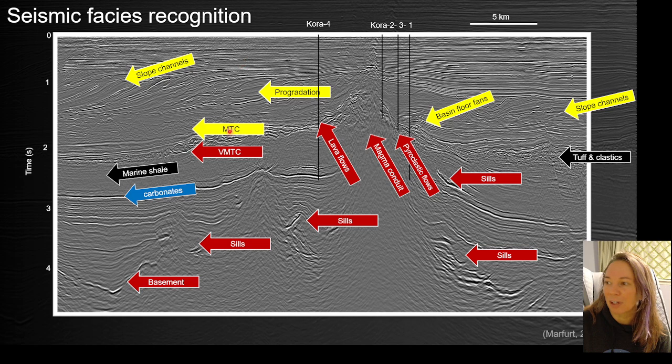Well, most of them are. We've got volcanic mass transport complexes. We've got some evidence perhaps of lava flows, and we know that because we've tied it to the well in the area. Here's the magma conduit up in this area. We've got pyroclastic flows, again, something we've tied to the well. So we've incorporated the well to enhance our seismic data. And then a bunch of sills that we've pointed out as these bright reflectors.